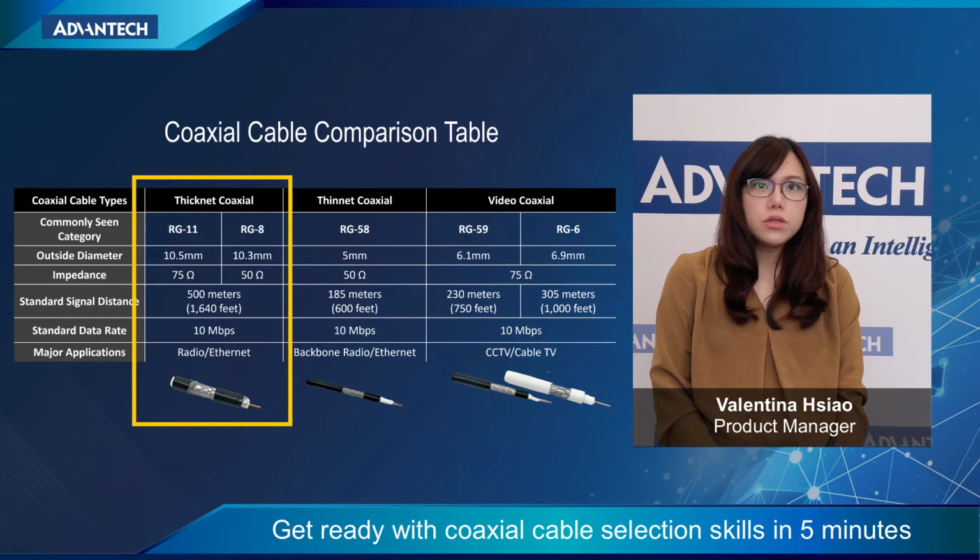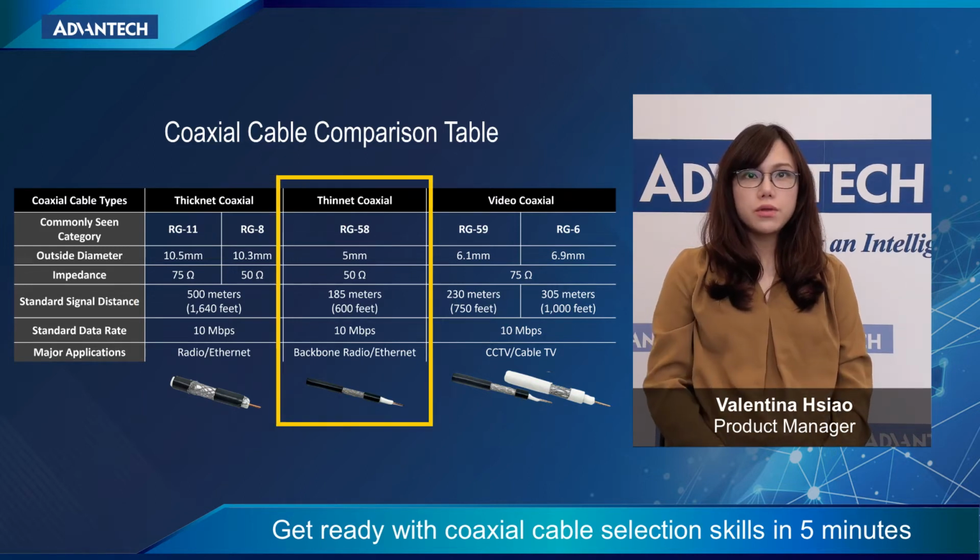When referring to different types of coaxial cables, RG stands for radio guide. Each different RG rating distinguishes the cable's characteristics and specifications. The most commonly seen type of thick-net is RG11 and RG8.